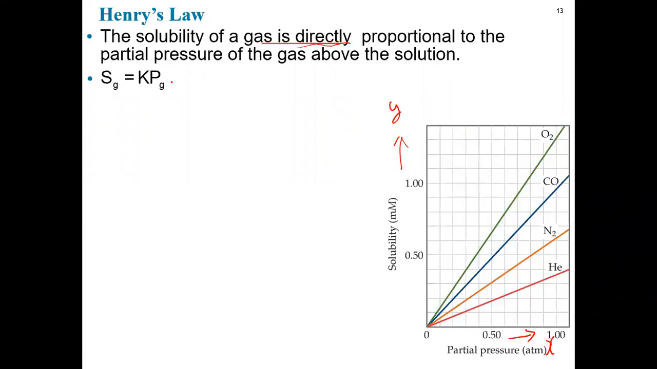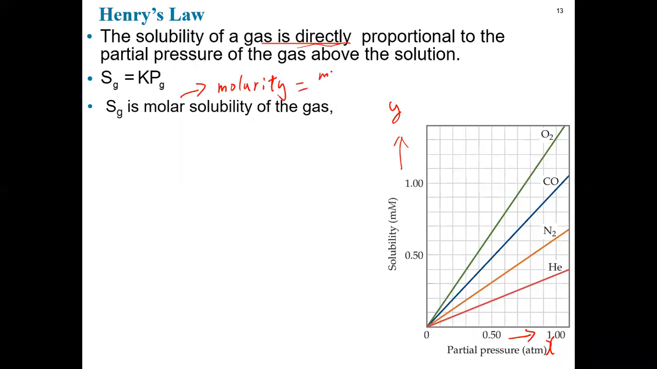So when you have a formula or mathematical equation, you want to know what those variables stand for. So S_G stands for the molar solubility. Molar is another name for molarity. We learned that in chapter 4 in Chem 113. So that equals mol over liter of the solution, and we are going to learn that more in today's lecture. So that is S_G.